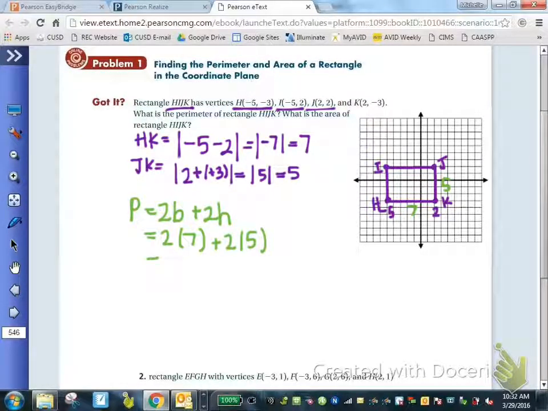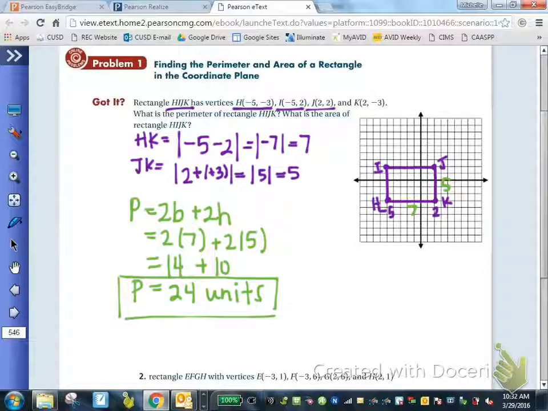What's 2 times 7, guys? 14 plus 10, which gives me a perimeter of 24 units. That's your answer for perimeter. Easy? Okay. Area.